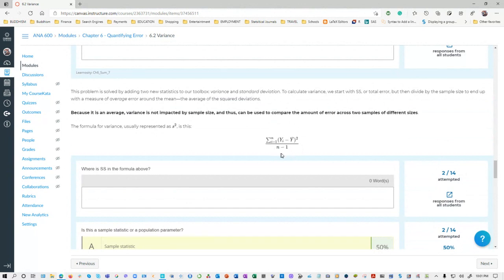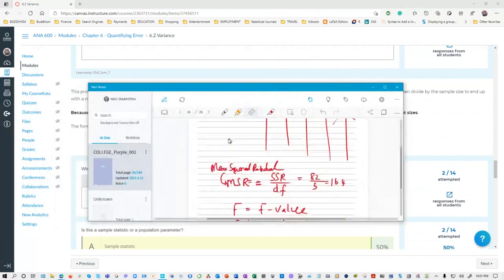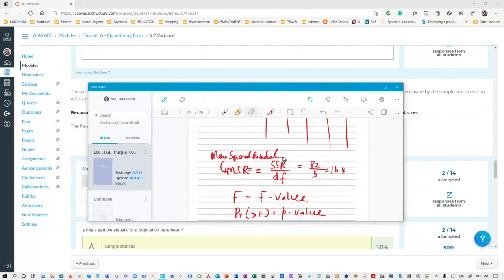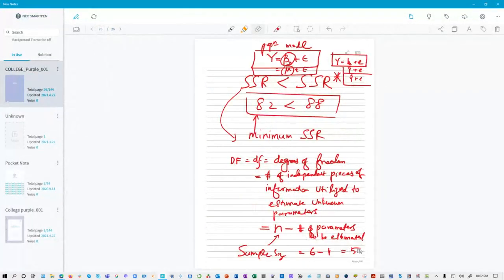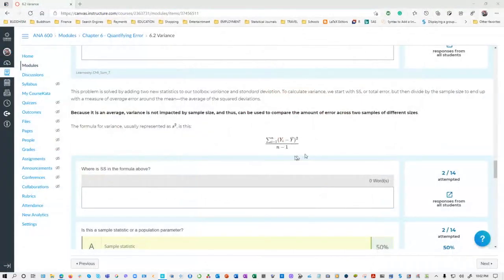If you divide that sum of squared residuals by n minus 1, remember, the sum of squared residuals divided by degrees of freedom, and the degrees of freedom is nothing but n minus 1. In this scenario, because we have only one parameter, that is nothing but the mean squared error, the mean squared residual. That's the sample variance.